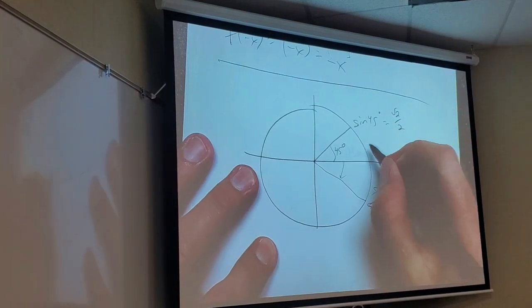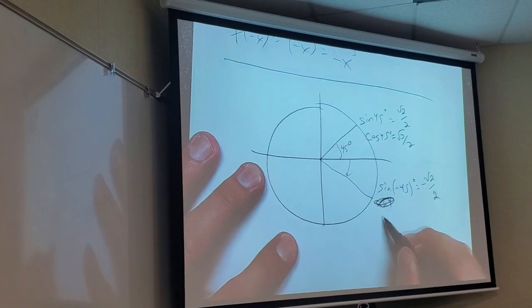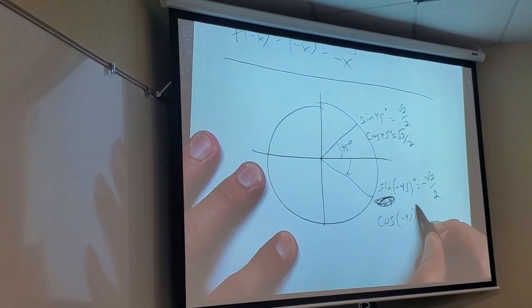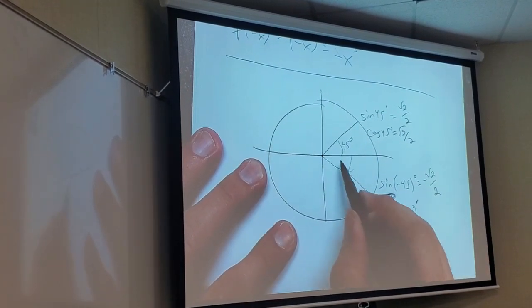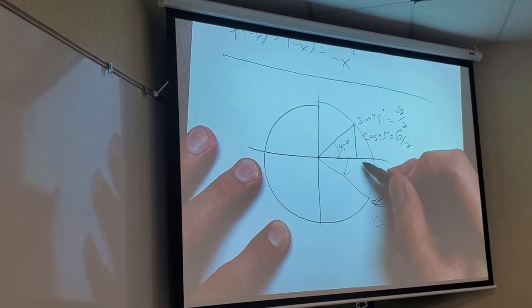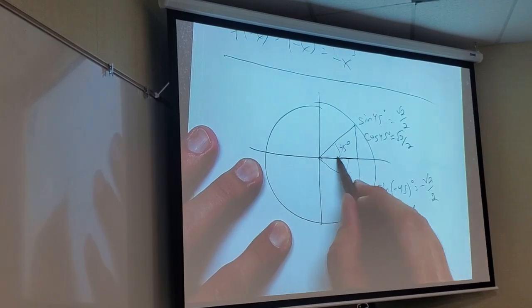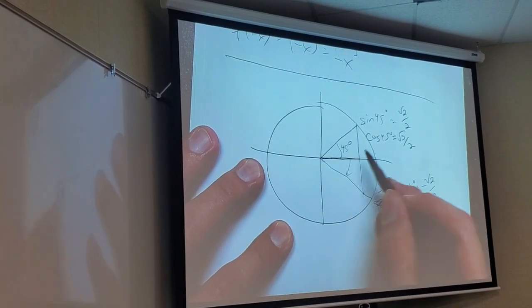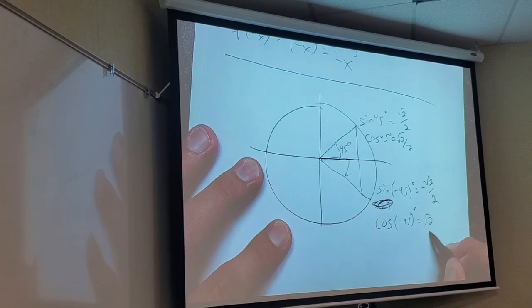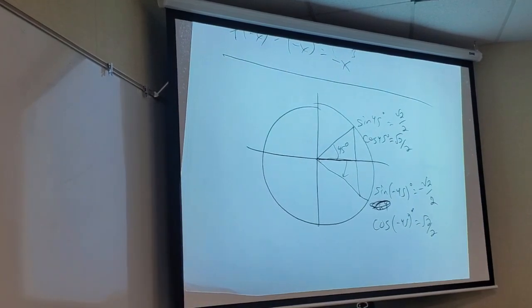What about cosine? What's the cosine of 45 degrees? And what's the cosine of negative 45 degrees? Rad 2 over 2. Don't they both have the same x piece? So when I put a negative input into cosine, the output stays the same.